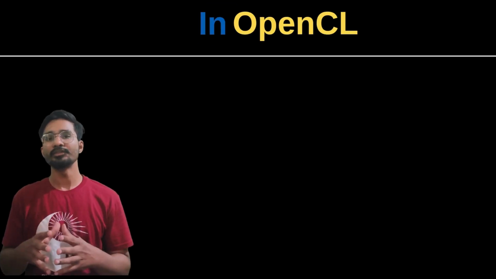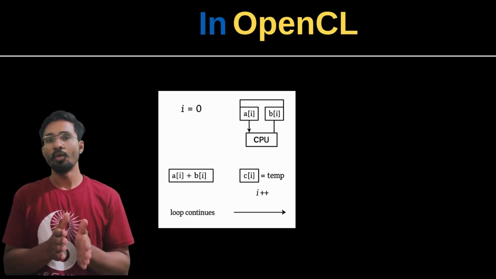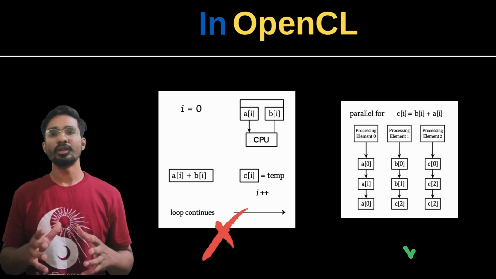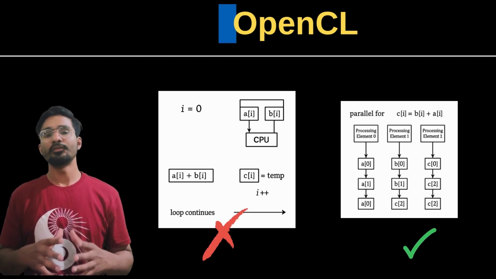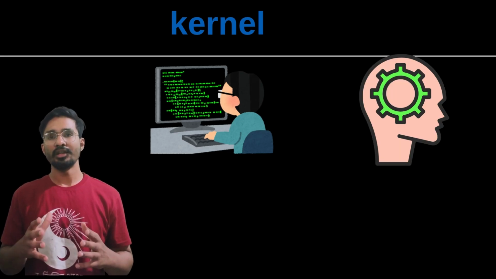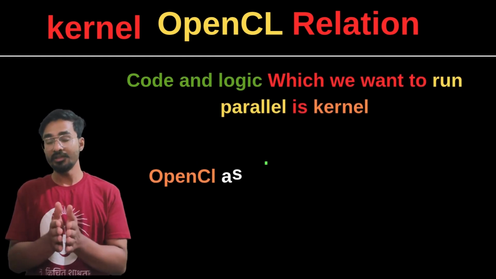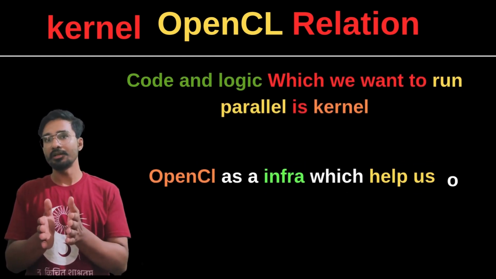When it comes to OpenCL, instead of doing a sequential operation, we write code in such a way that it executes in parallel. With OpenCL, you can launch 1000 kernels in parallel. So what is a kernel? A kernel is the code and logic in OpenCL that you want to run and execute in parallel across hardware. OpenCL is the infrastructure that helps us launch that kernel in parallel.